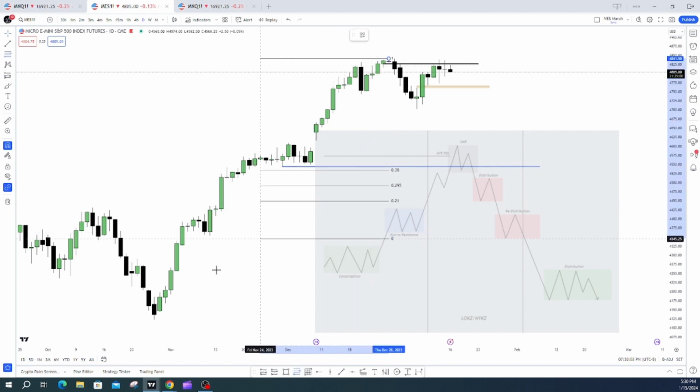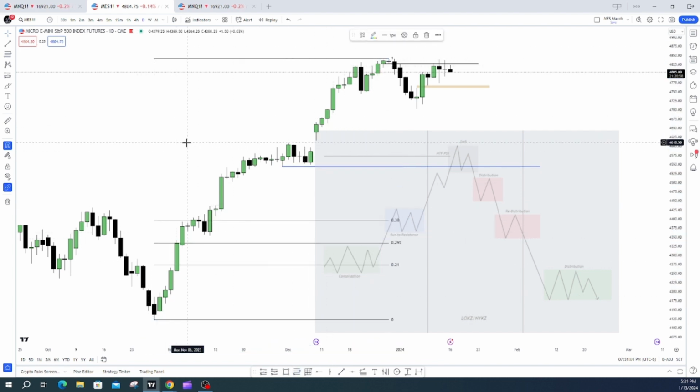This is part of ICT concepts as well. If I take a Fibonacci tool, and typically this is a 62% level, this is a 70.5 level, and then this is a 79 level. I like to use the inverse of that. It helps my trading psychology a little bit more to use these, but these are just the inverse of those numbers. The 62% level, the 70.5 level, and the 79% levels. And we use these as retracement levels.